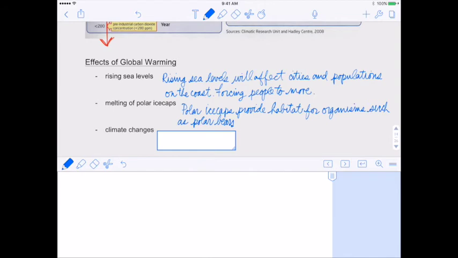So in summary, polar ice caps provide habitat for organisms such as polar bears. If the polar ice caps melt, then we have a reduction in the habitat available for these organisms.